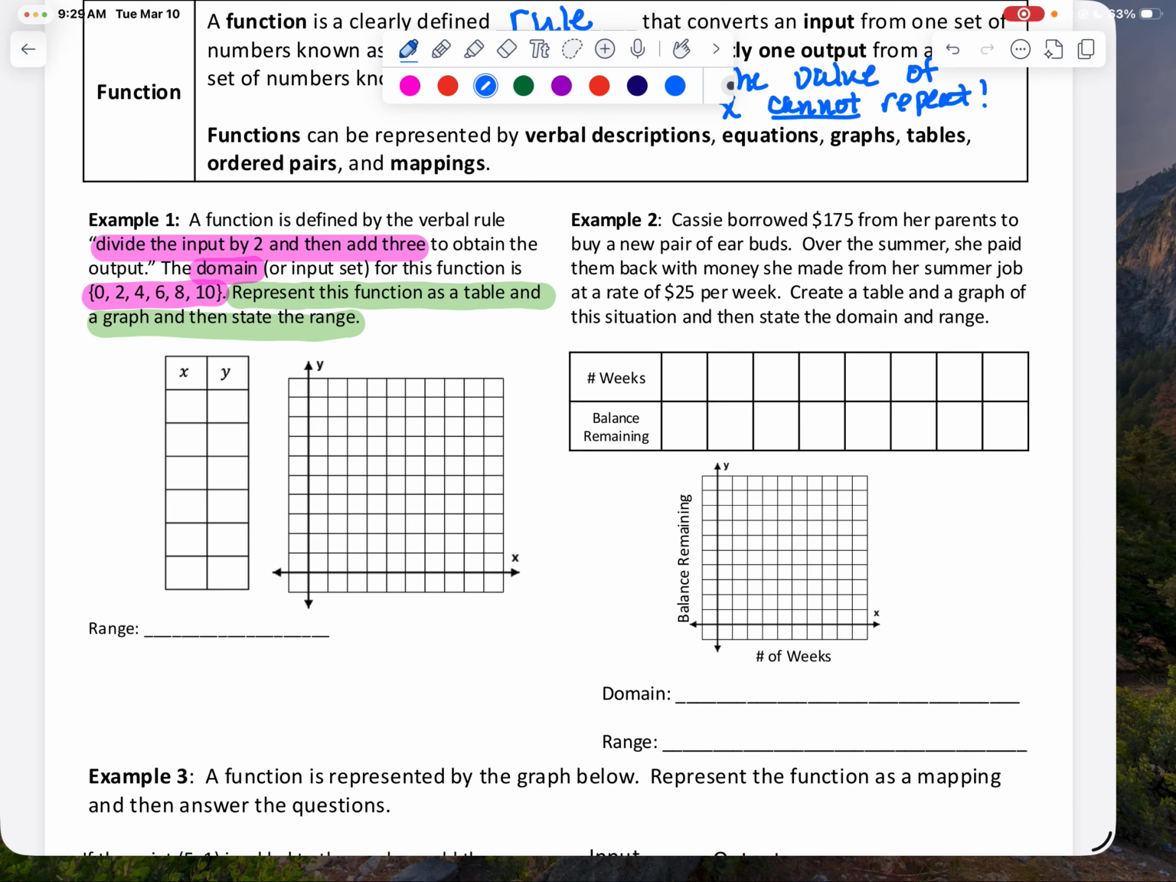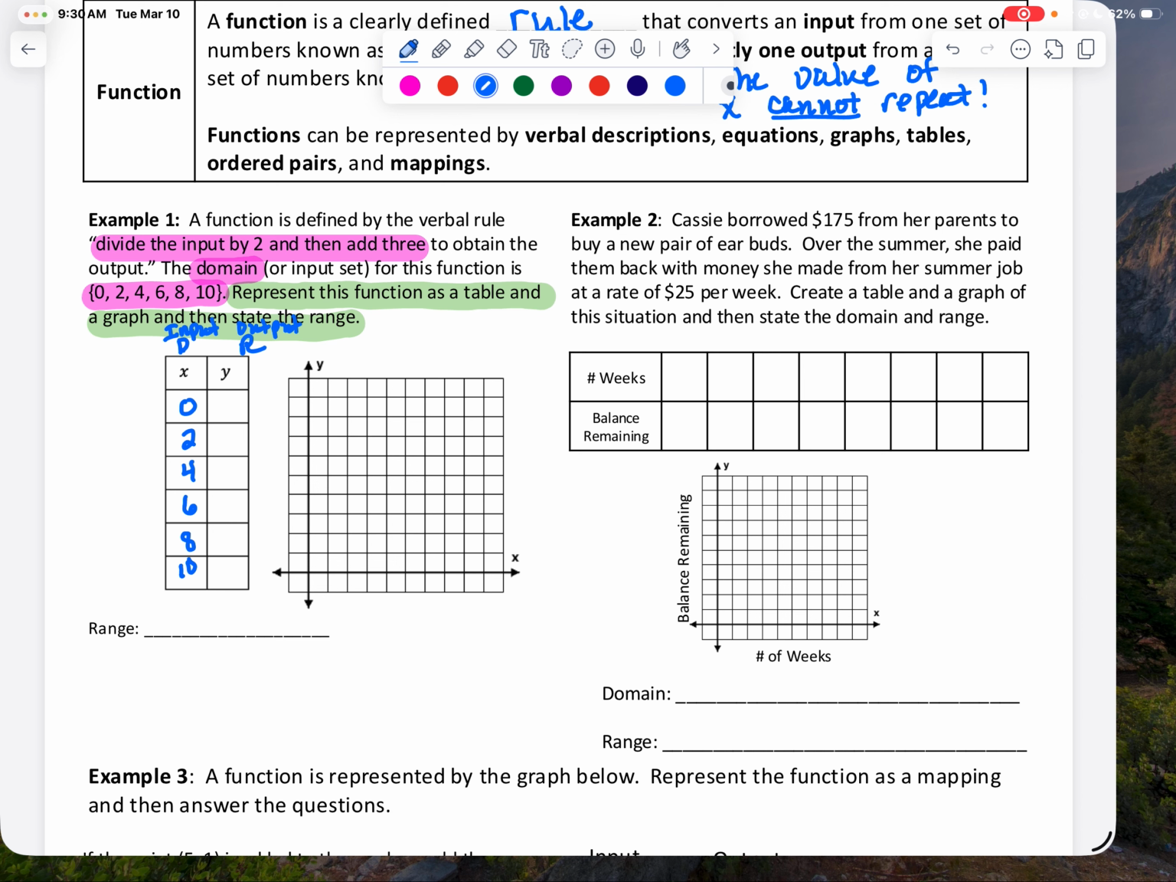All right, so the first thing I know is they've given me the domain. So that will be easy to fill in my table here. 0, 2, 4, 6, 8, and 10. Because this is your domain, it's also called your input. It's your input values, all right? Now, your output is your range, okay? So whenever we have an input, we're going to use our rule that they gave us to find the output. So the rule was to take the input, divide it by 2, and add 3.